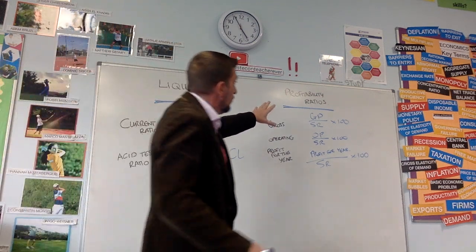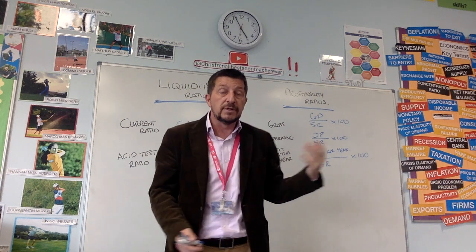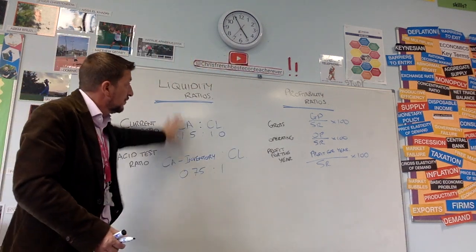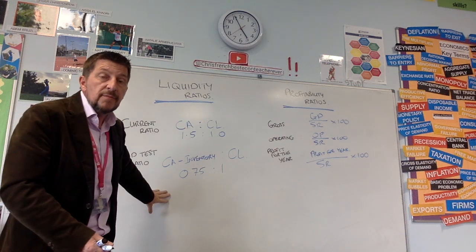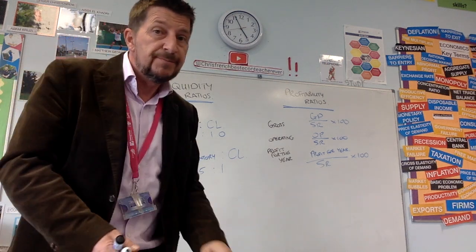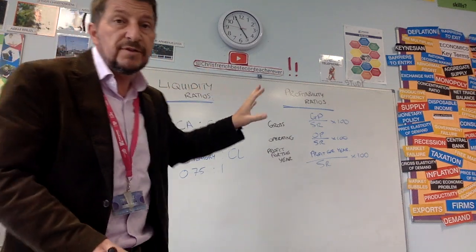This information comes from the Statement of Comprehensive Income, or previously known as the Profit and Loss Account. And this information here comes from the Statement of Financial Position, previously known as the balance sheet. Okay, that is the quick summary of liquidity and profitability ratios.